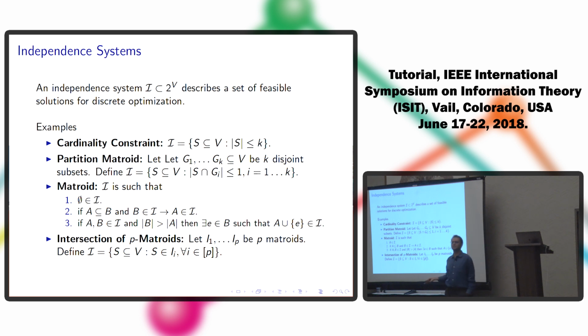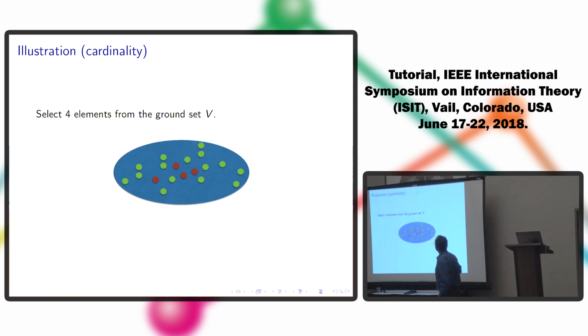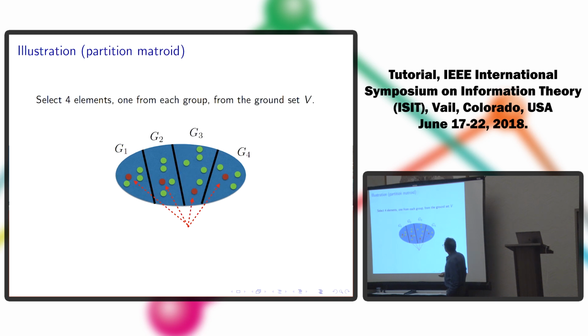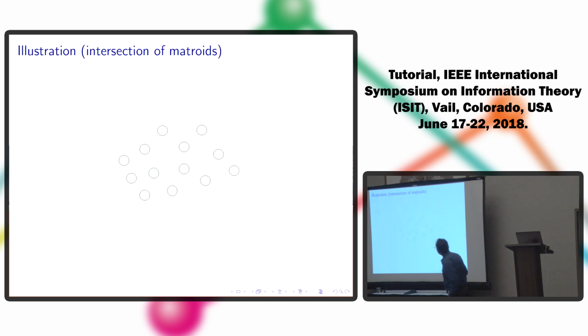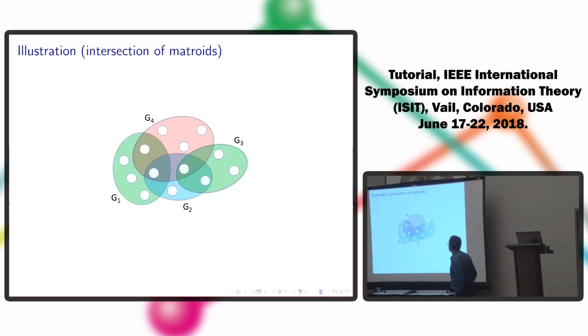So let's see just a few examples, a very simple example. Here is my data set, V. So in the cardinality case, I just want to find 4 elements. Okay? Any 4 elements are going to be good. Now, when I have a partition matroid, there are 4 partitions. From each partition, I can only pick 1 element at most. And so when we have intersection of matroids, I might have 4 groups. And my feasibility condition is that from each group, I can have at most 2 elements.